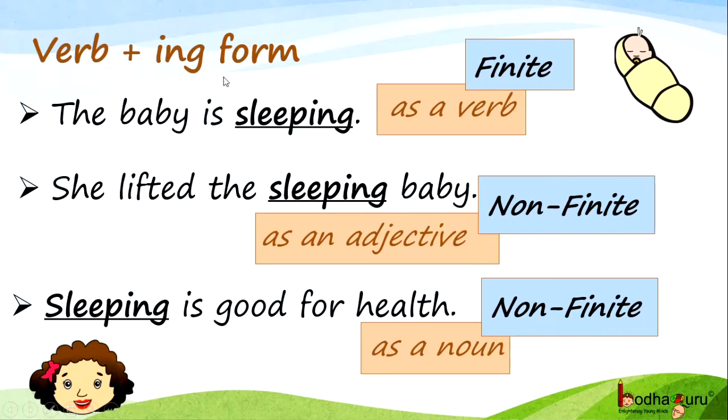So we see the ing form of the verb can either act as a verb or an adjective or as a noun. And when it acts as a verb, it's a finite verb. And when it acts either as an adjective or as a noun, it's a non-finite verb.